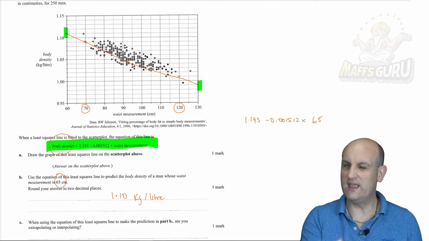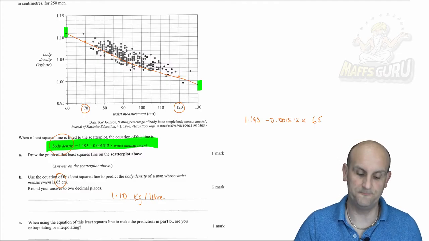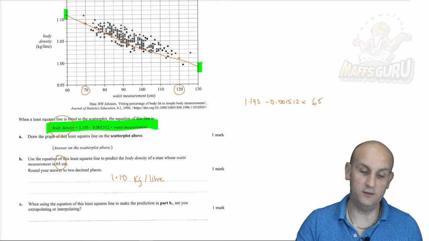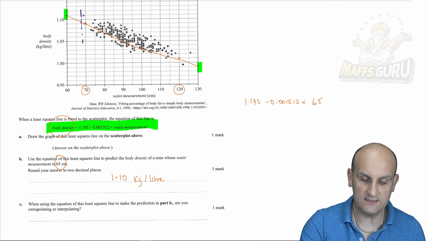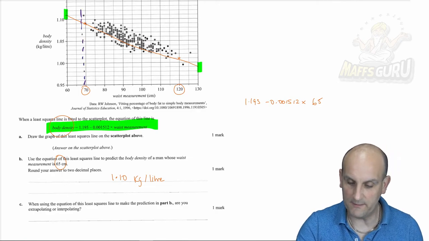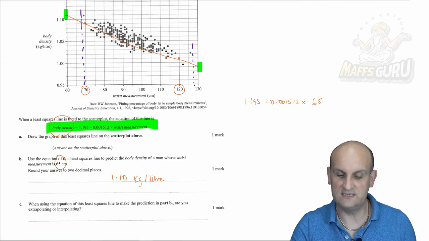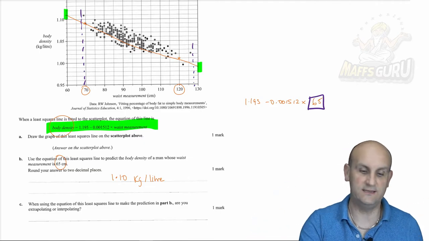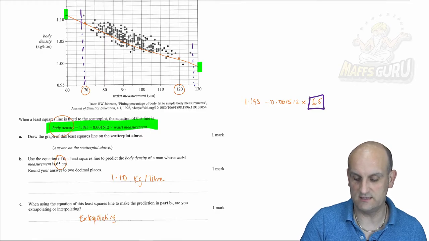There is always, I think, one mark deducted for units in these questions, and somewhere they won't give you the unit. Using the equation of this least squares line to make the prediction in part B, are you extrapolating or interpolating? Well, if we notice, our lowest data item here is just about 70. Our highest data item here is 126. Because we were looking for 65, that was outside of the data they had given us, in which case it was extrapolating, which I can't spell at this moment in time.